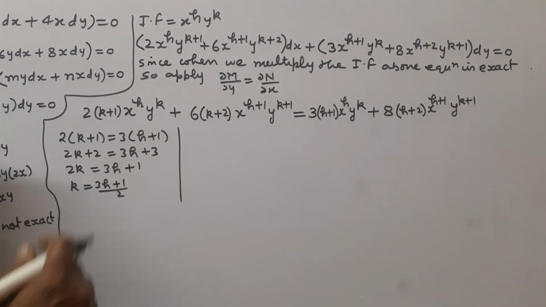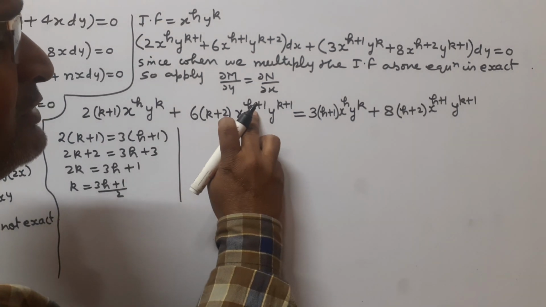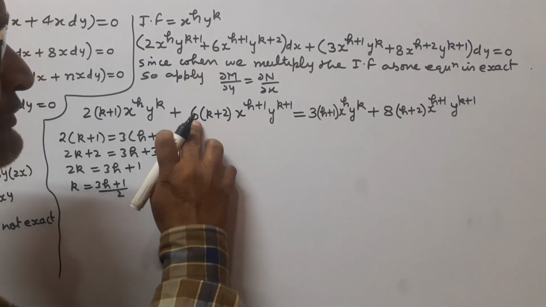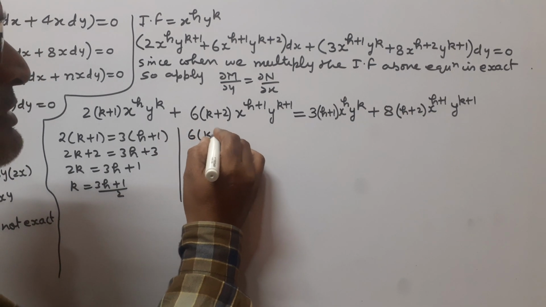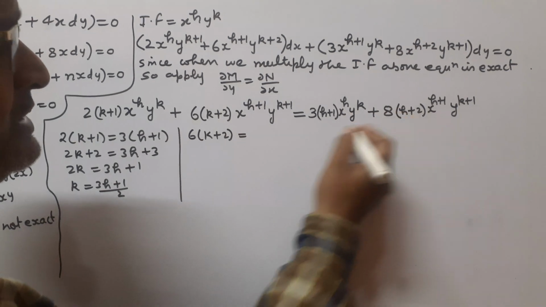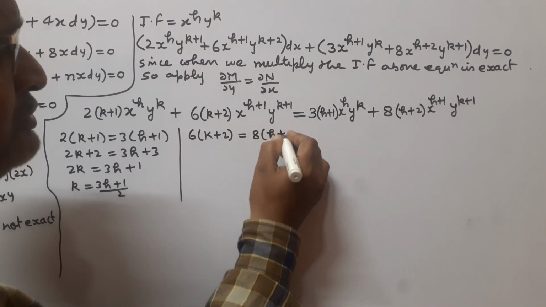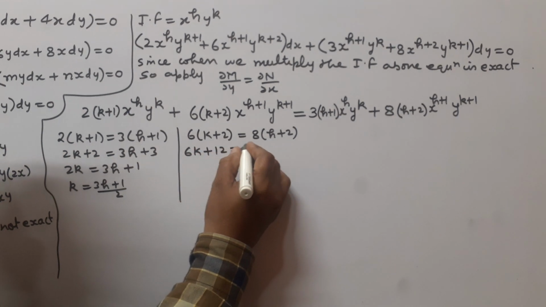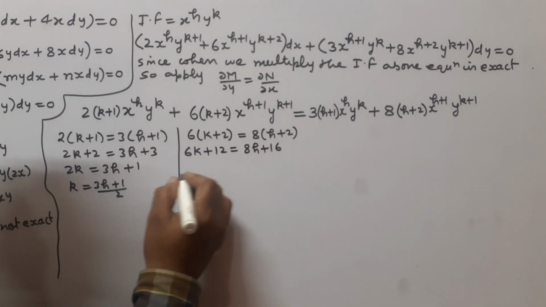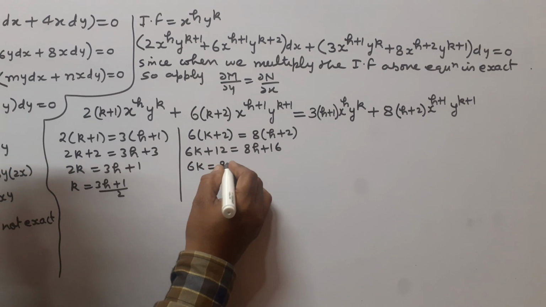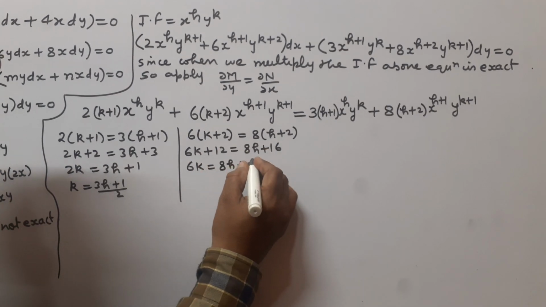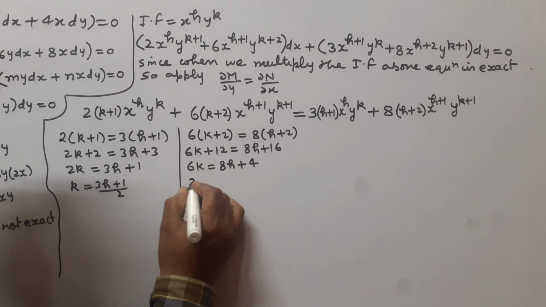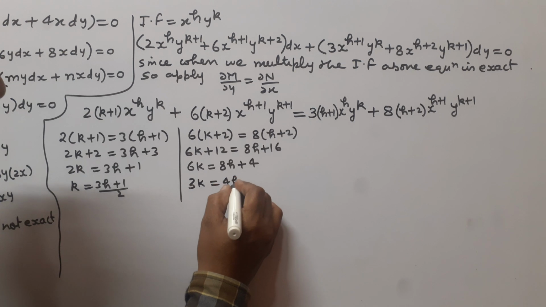Now we equate the coefficient of x to the power h plus 1 multiplied by y to the power k plus 1 in both the sides. So the coefficient on the left is 6 times (k plus 2). On the right, the coefficient is 8 times (h plus 2). So we multiply: 6k plus 12, and here 8h plus 16. So 6k is equal to 8h plus 16 minus 12, this is 4. Now we divide this equation by 2, we get 3k is equal to 4h plus 2.